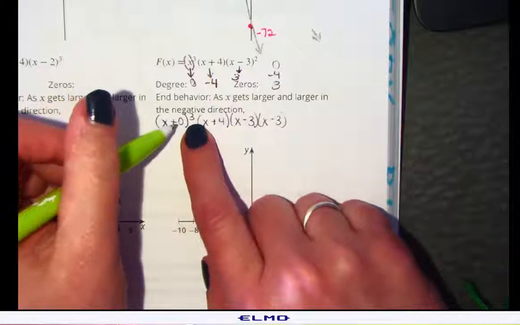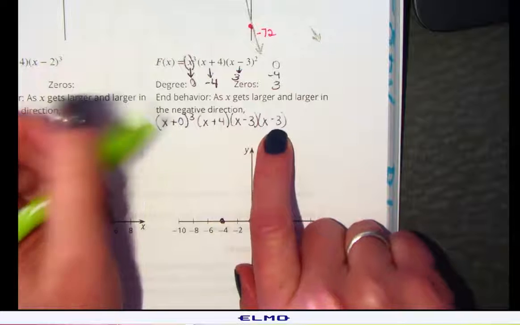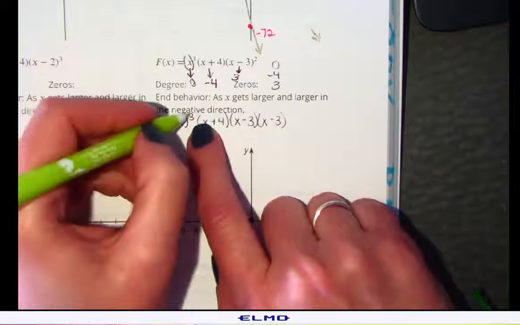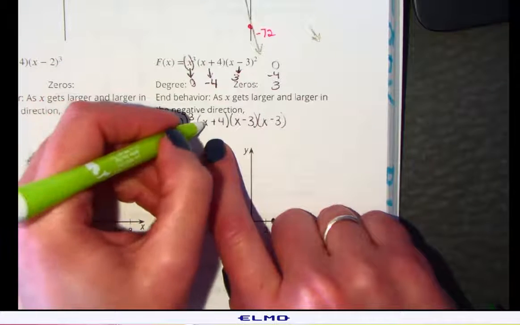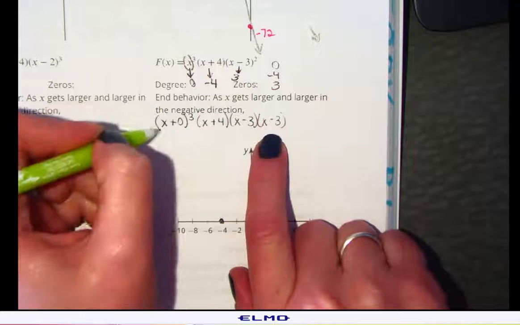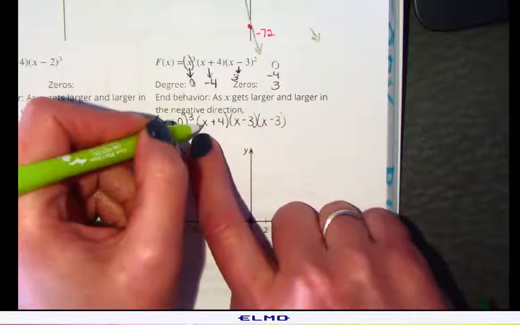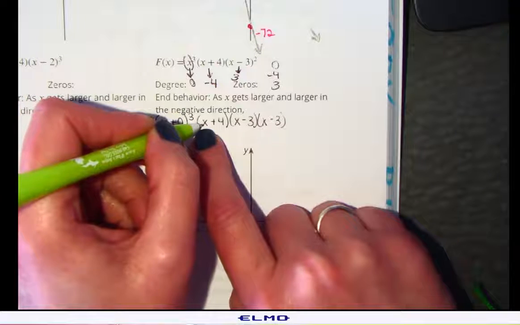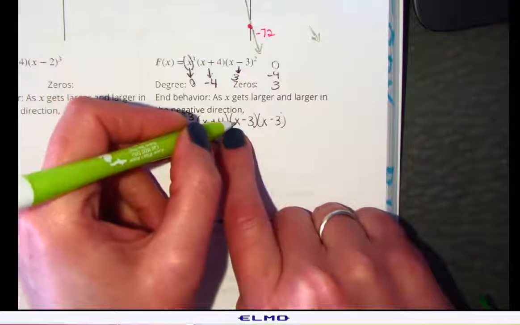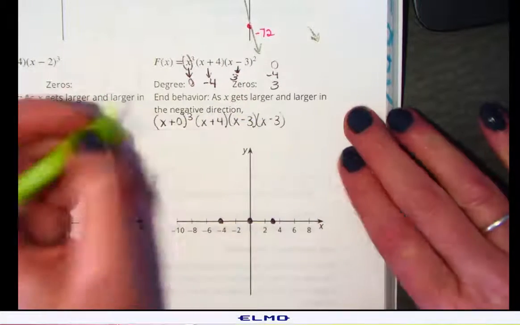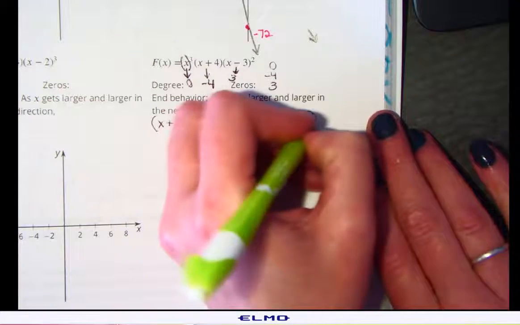Because now when I take all of my x terms and multiply them together, I have x to the third times x times x times x. What I have is a degree of, let's see, there's a degree of 3 right there, plus another 1, 4, plus another 1, 5, plus another 1, 6. This thing has a degree of 6.